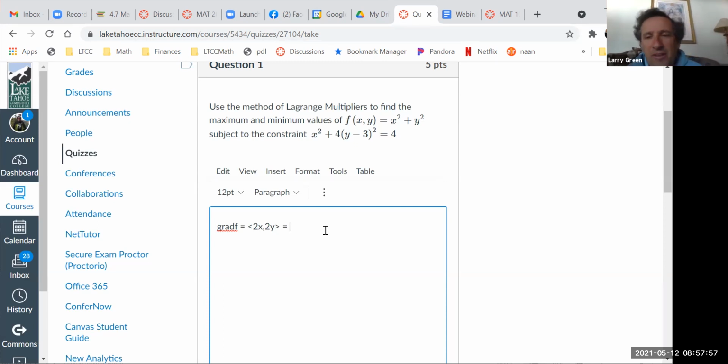Okay, and that's equal to lambda. I'm not going to use the letter lambda, too hard to type, so how about just a? Sound good? Times the gradient of g. Notice we subtract 4 from both sides to set it equal to 0, but it doesn't matter. The 4 goes away when you take derivatives. And that's going to be 2x, comma, 8(y minus 3). I used the chain rule there. Any questions on the first piece?